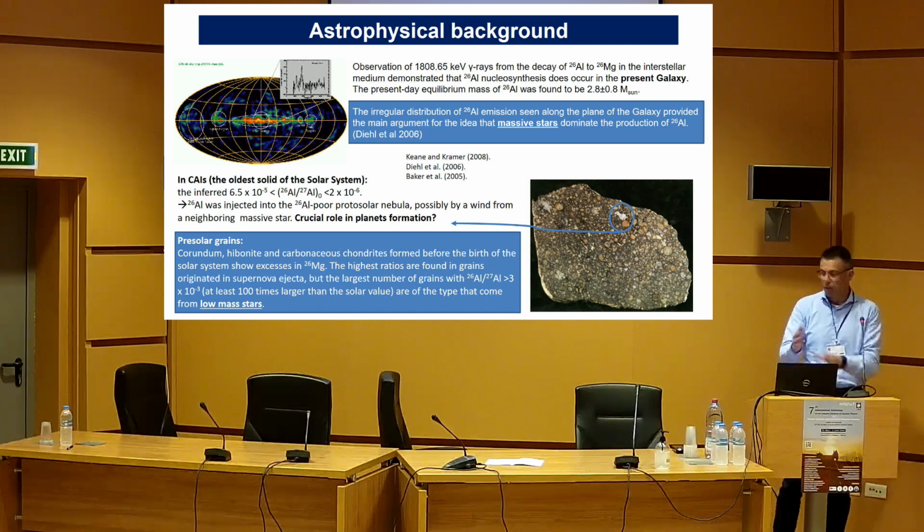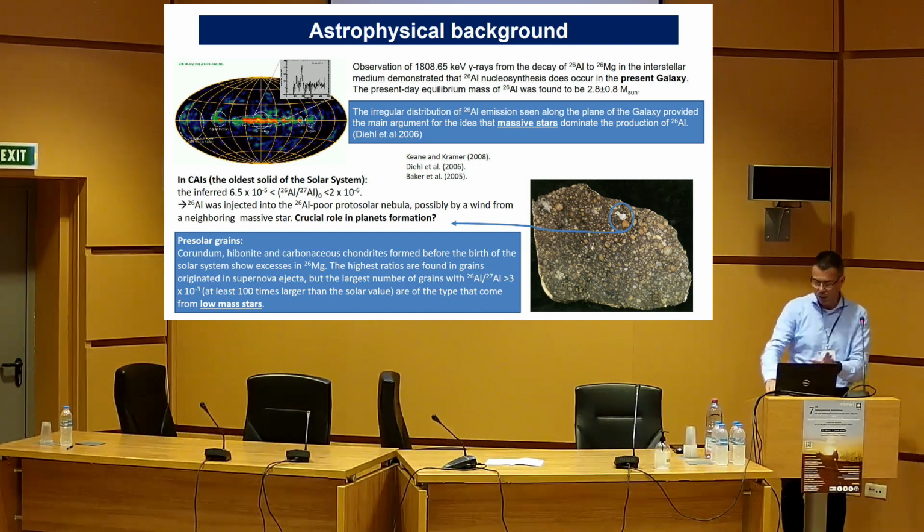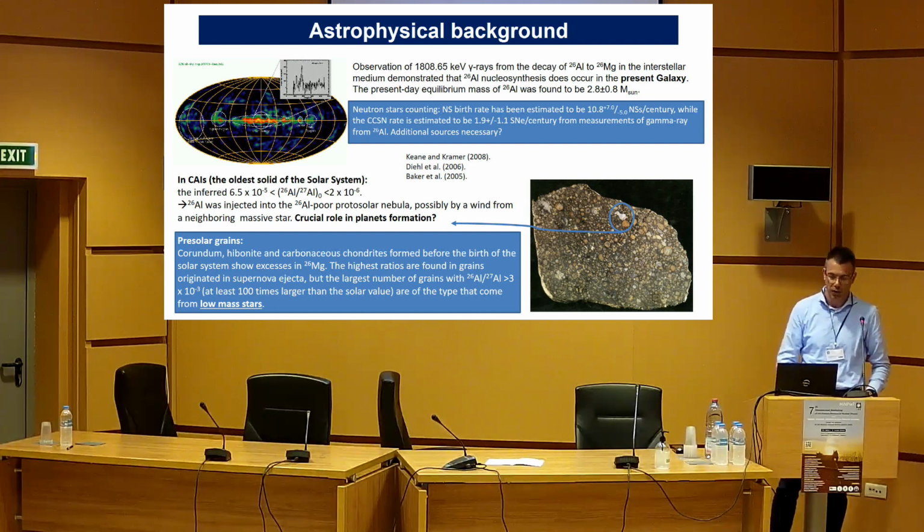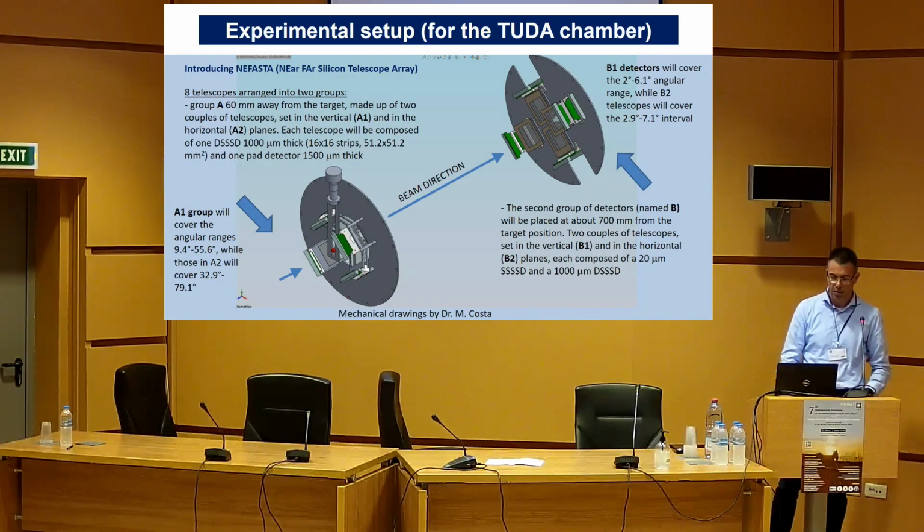So there are different predictions, and I'm running out of time. We want to investigate the neutron destruction channel of aluminum-26. The experiment is planned. Our student is working on the detector calibration and developing all the software which is needed in order to speed up the analysis later on. I hope he will also become a PhD student in the next years.